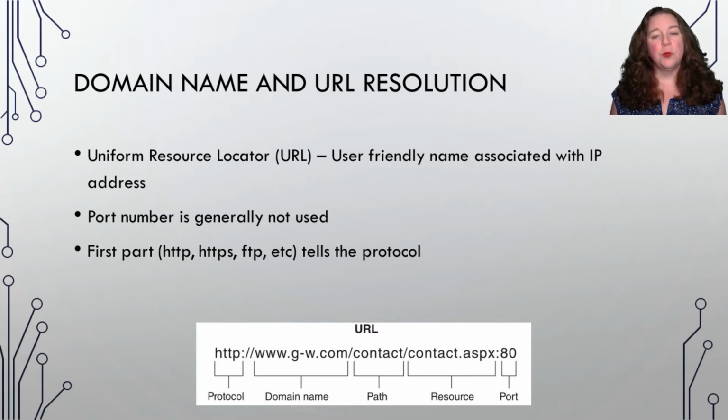After your resource, we're going to have a colon and then the port. Generally, people don't use the port. It's assumed. If you're going to use HTTP, we're using port 80. That's why in the last chapter we talked about which ports reference which protocols. In this case, HTTP refers to 80. HTTPS, 443. FTP. All of these have different ports that they would reference.